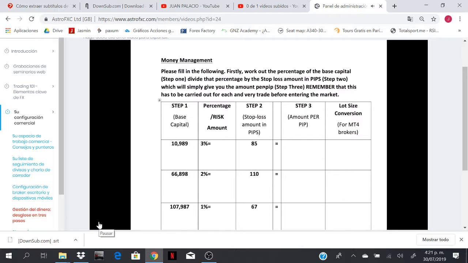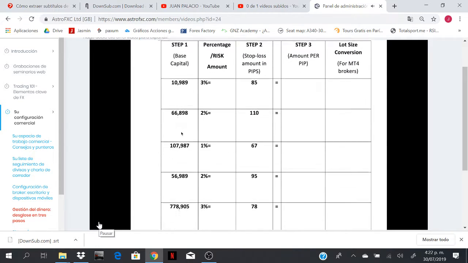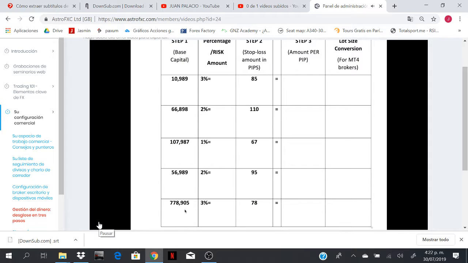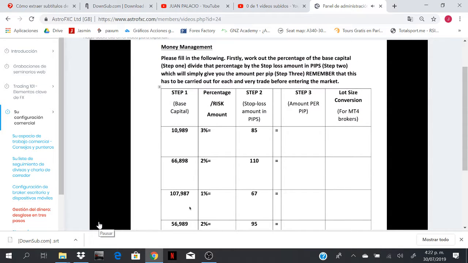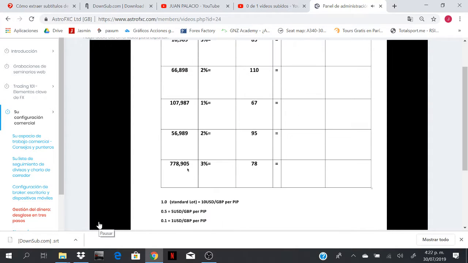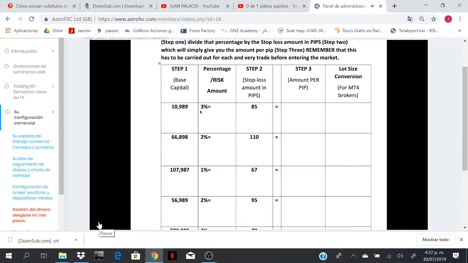So we've got step 1, step 2, step 3. First things first, let's go through the sheet. Firstly, work out the percentage of the base capital, which is here. So I've done 5 different examples of various capital sizes, various capital amounts: 10,000, 66,000, stretching all the way up to 778,000. Percentage risk on each trade is going to vary as well.